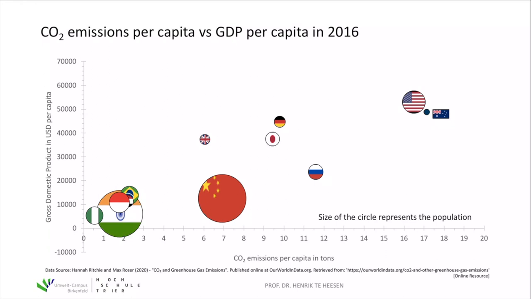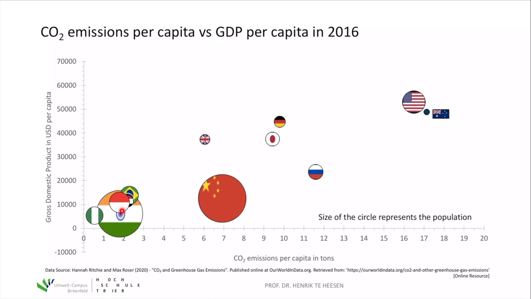And finally, you see these emerging countries like Indonesia, Egypt, Brazil, India, and Nigeria. Of course, these countries are emerging countries. Their gross domestic product is rather small, in the range of 5 to 15,000 US dollars per capita. And of course, you have to keep in mind, they are emerging, so they will probably increase their use of fossil fuel, and thus their greenhouse gas emissions. If they reach a higher industrial and gross domestic product level, they will increase their emissions like the other countries.